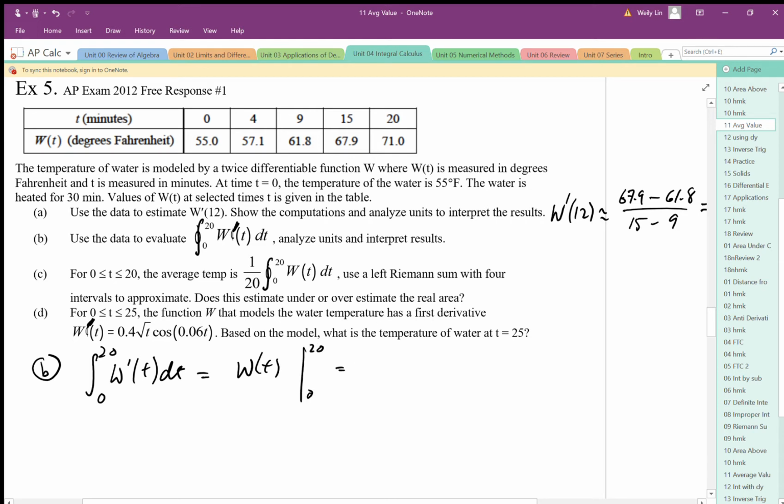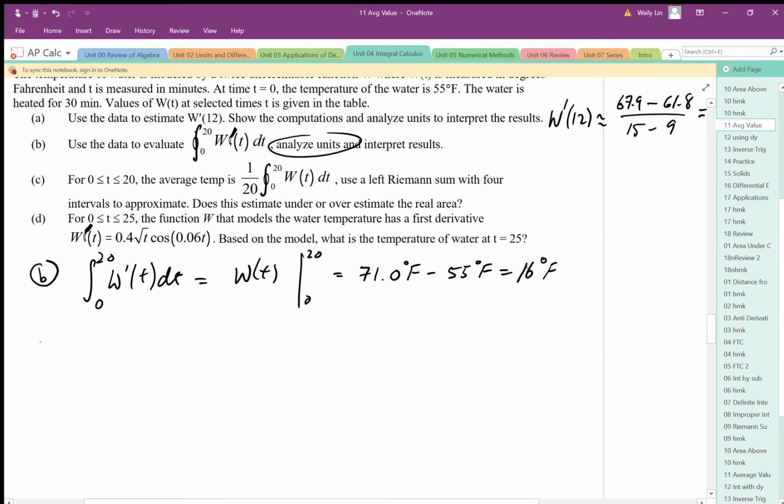In this case, we can just go back to the antiderivative of that function. It's going to be 71 degrees Fahrenheit minus 55 degrees Fahrenheit. Okay, so we get a net change of 16 degrees Fahrenheit. Make sure that we analyze the units. So W prime represents degrees Fahrenheit per minute. The integral will represent the degrees Fahrenheit, or the net change of degrees Fahrenheit.